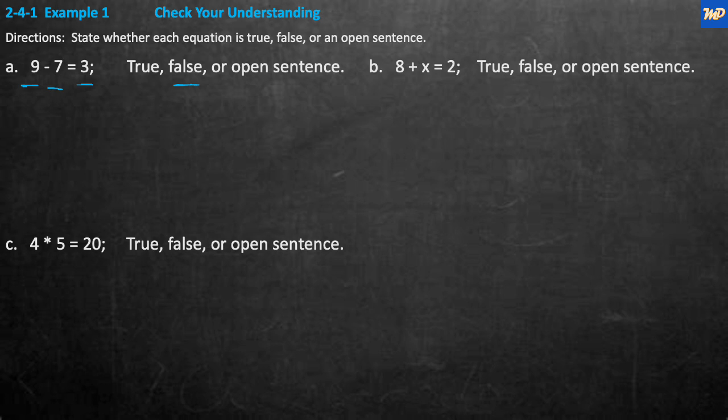How about B? 8 plus x equals 2. There's no way for us to know if this whole equation is true or not. It's an open sentence. That's why it's open. We don't know. How about C? 4 times 5 is equal to 20. True, false, or an open sentence? No variables, so it can't be an open sentence. 4 times 5 is 20, so this is true.